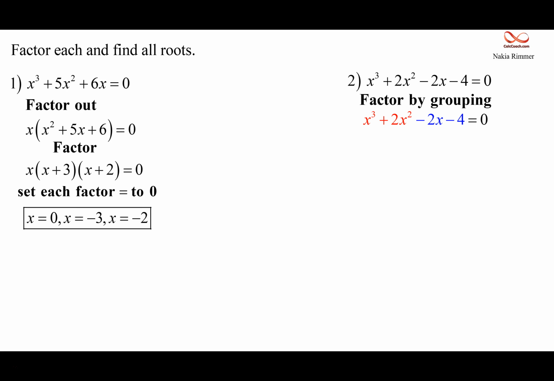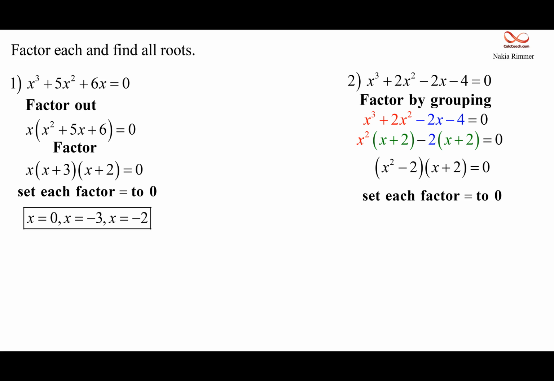Factor by grouping works when, after factoring that out, you have the same term. If you take an x squared out, you're left with x plus 2. If you take a -2 out, you're left with x plus 2. Now what you consider yourself doing is factoring out the x plus 2. Basically, you're putting together the other 2 terms into one term. And now you've factored it by grouping.